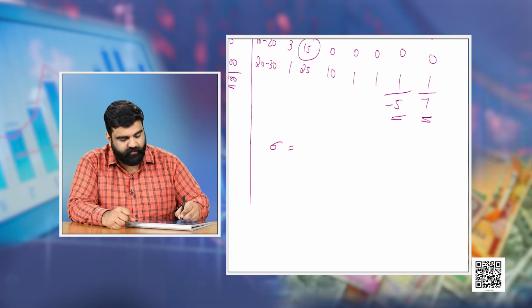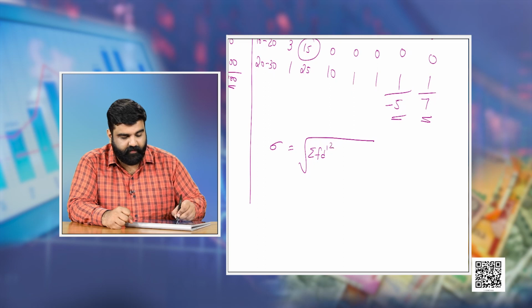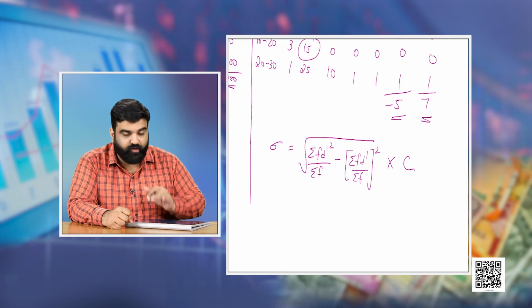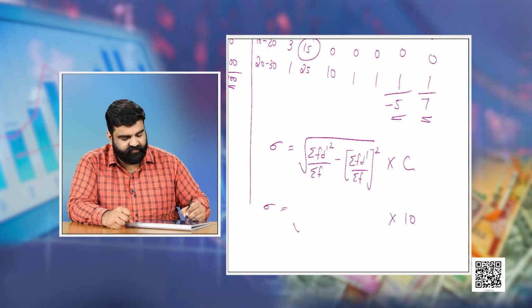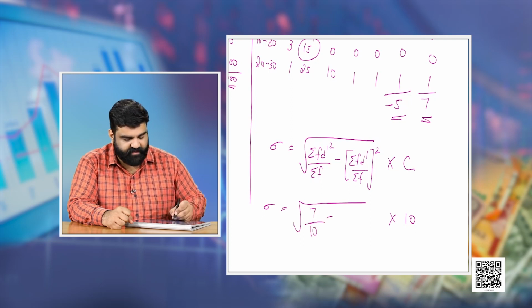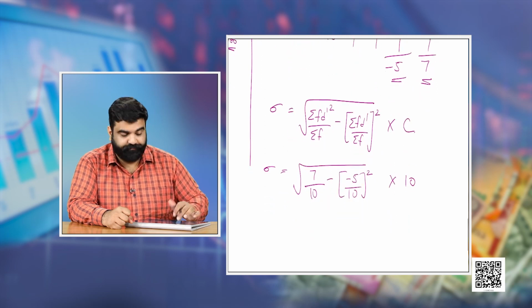Now let us apply the formula. The formula is root of sigma fd dash square upon sigma f minus sigma fd dash by sigma f the whole square, multiplied by c, which is out of the square root. So the common factor was 10. So we have the values as 7, the total of all the frequencies is 10, minus 5 by 10 the whole square.